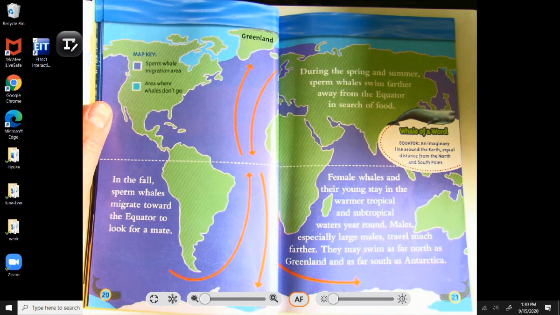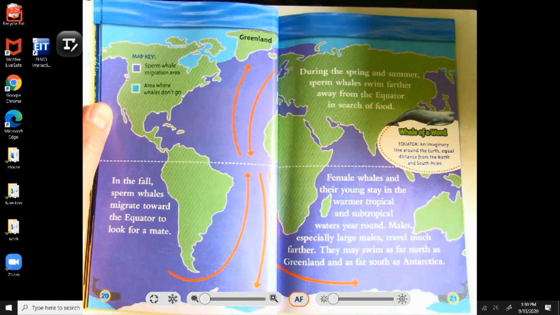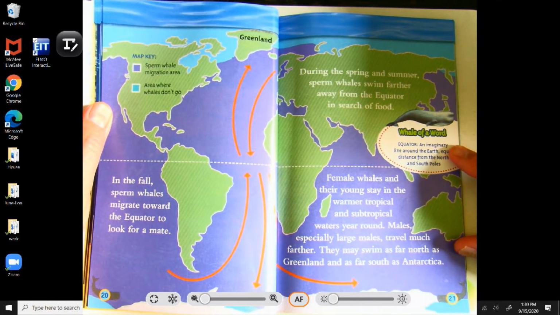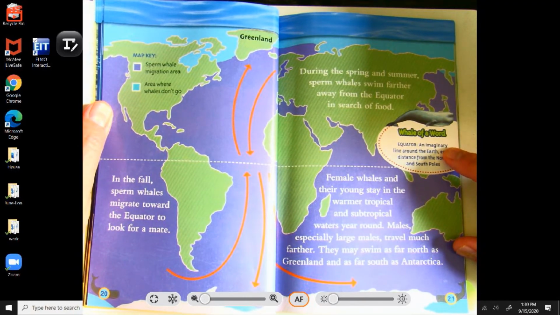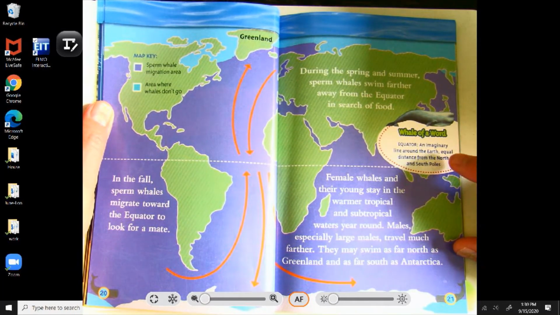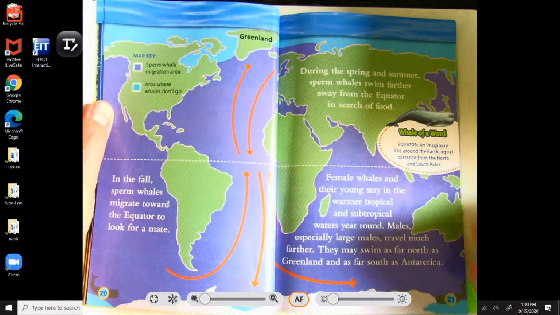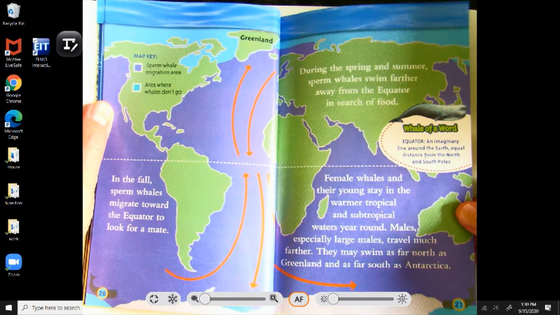So their migration is even longer than Tim and Henry's migration. I'm going to look at our insert, right? Our text feature. Whale of a word, equator. You're familiar with this from our reading work. An imaginary line around the Earth, equal distance from the North and South poles. So remember, it's that imaginary line of latitude that splits the Earth into the northern hemisphere and the southern hemisphere.